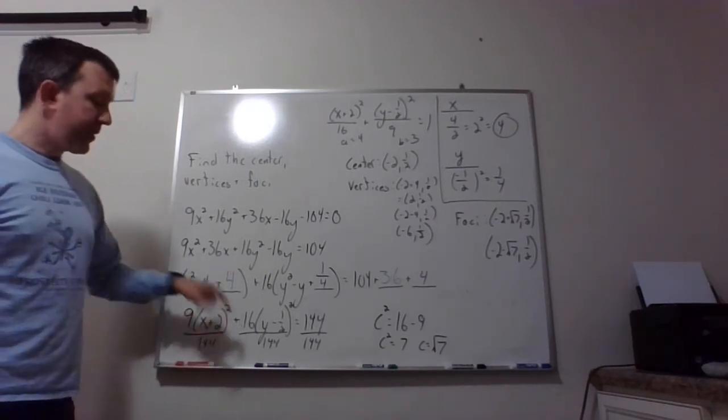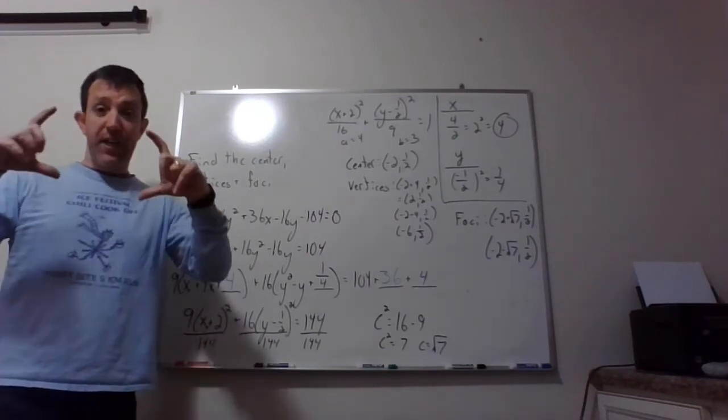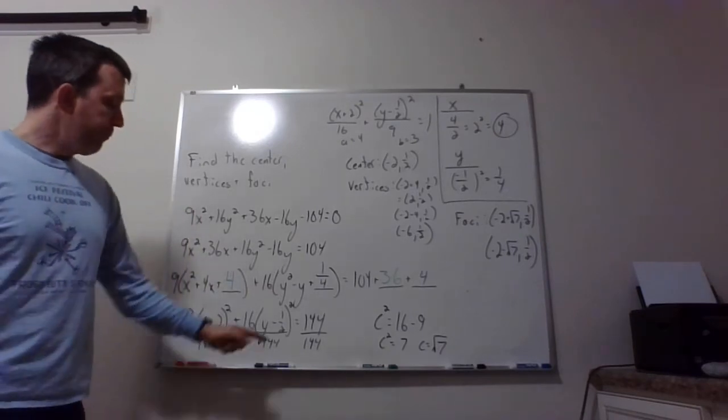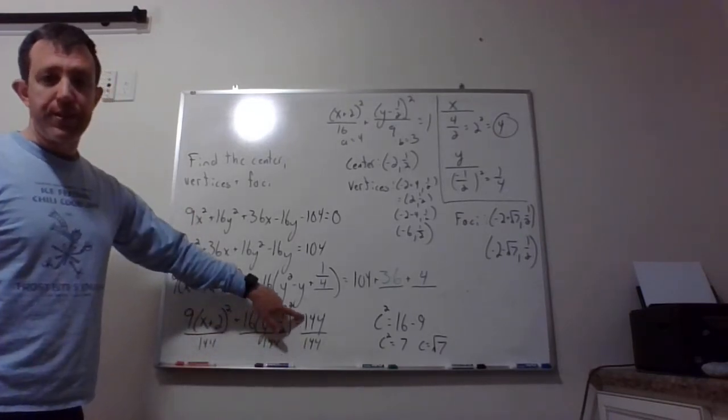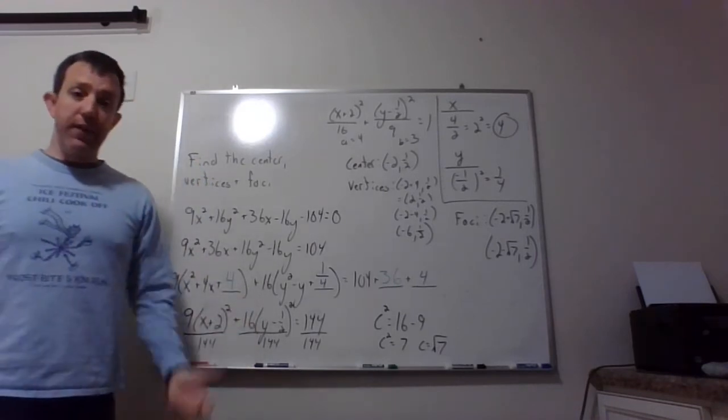So the 9 and the 16 are not allowed. We need numbers, we need an x minus something over a number. That's what we really want it to look like. And we also need 1 on the other side. So I'm going to deal with that 1, and everything else will just fall right out for us.